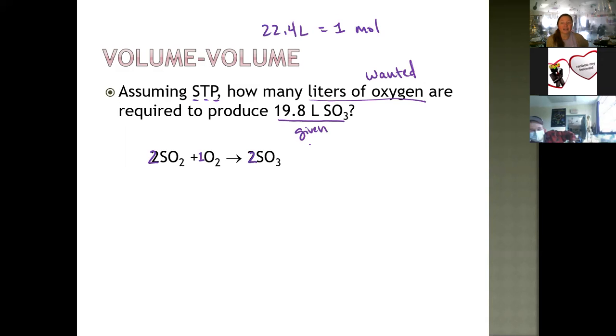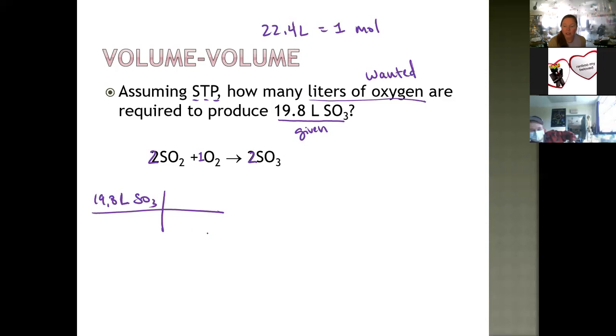We always start with the given or the wanted. What should I start with? Always start with the given, exactly. So start with that given, 19.8 liters of SO3. Step 1, turn my liters into what? Turn the liters into moles. Yes, we always have to convert to moles first.